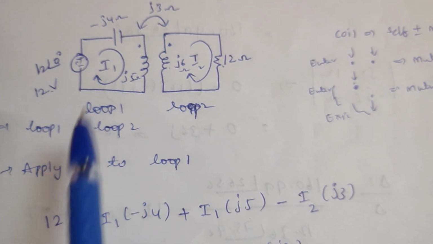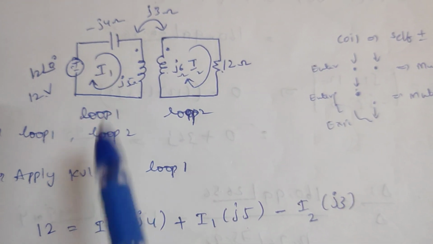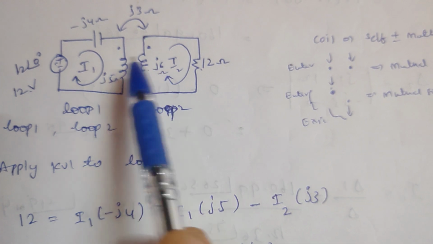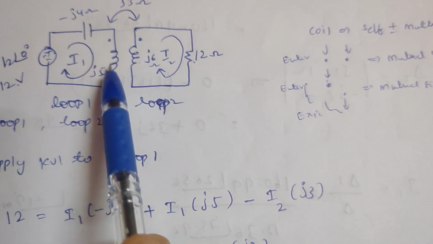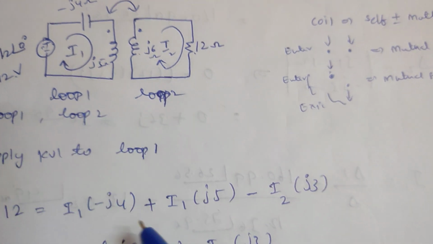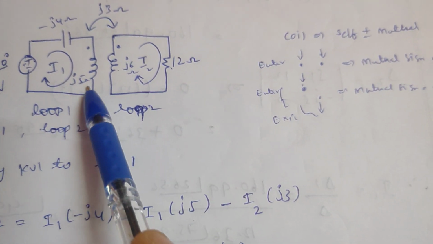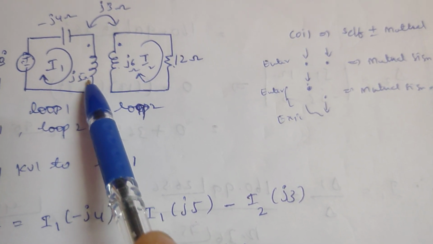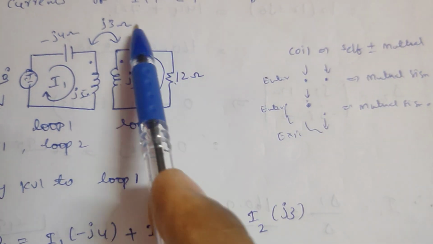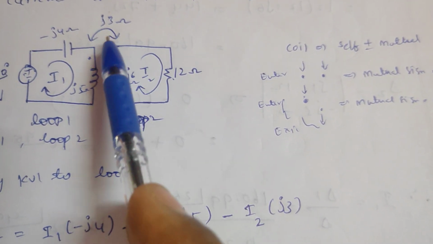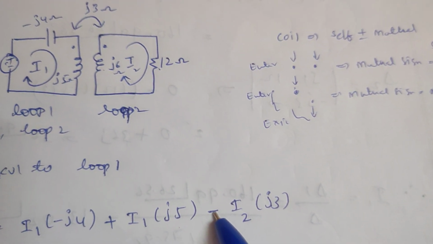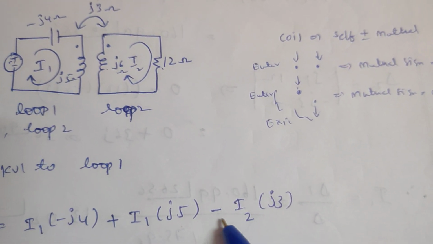So the 12 volts is nothing but the drop across this capacitive value, that is simply I1 into minus J4 ohms. Then here the current is entering this dot. The drop across this coil is I1 into J5 ohms. Whenever we consider the voltage across this coil, we have to take the self value as well as the mutual value. The mutual value is always because of the second current, so that is simply I2 into J3.